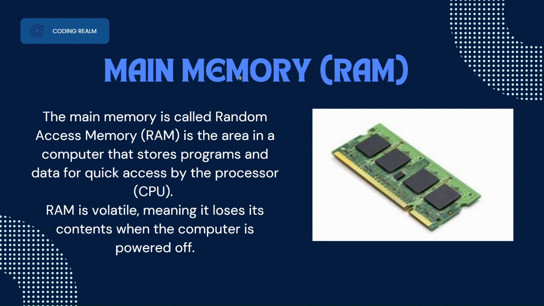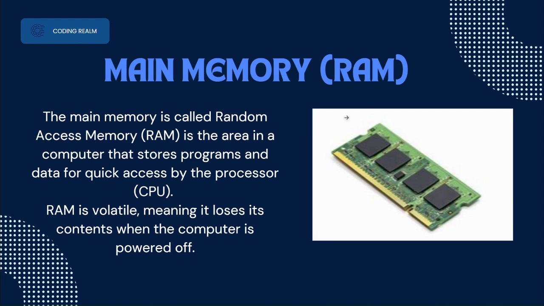Now let's talk about the main memory, or the RAM. This is the RAM. You can find this also in our computers, laptops, etc. The main memory, RAM, is called random access memory. It is the area in the computer that stores programs and data for quick access by the processor, the CPU. In addition, the CPU can manipulate only data that is in main memory. Therefore, every program you execute must be copied from a storage device into the main memory.